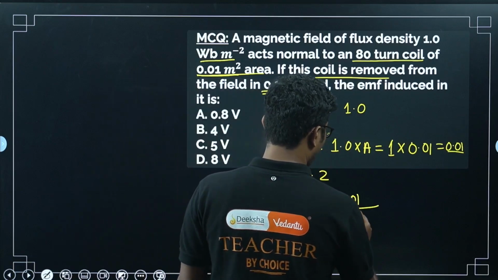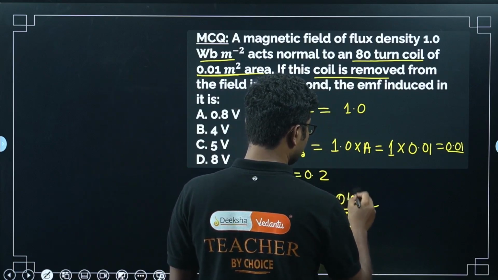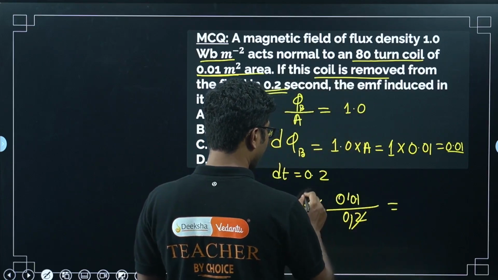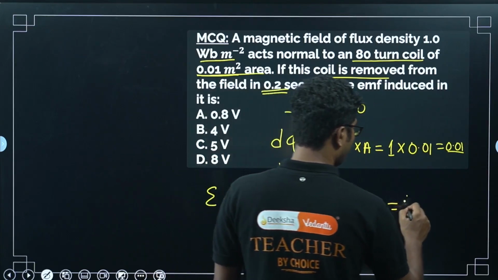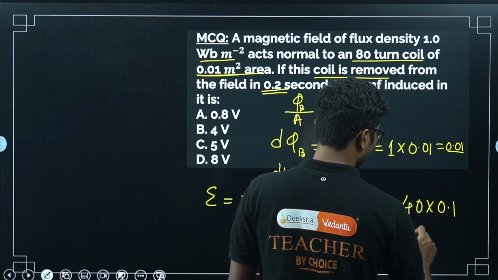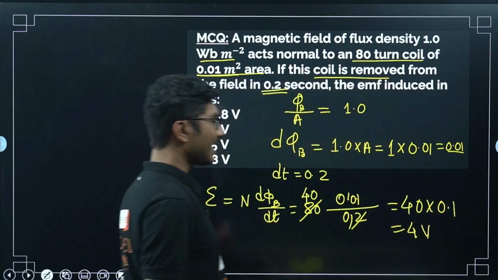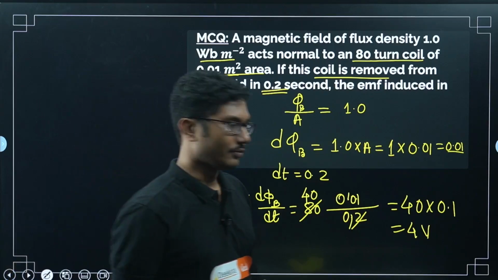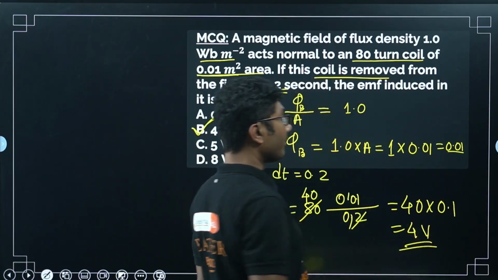So one decimal goes from here, another decimal still remains, and 2 becomes 40. So 40 times 0.1, that is 4 volt. Everything is in SI unit, so the final answer will be 4 volt. So the correct answer is 4 volt. So be prepared for such problems.